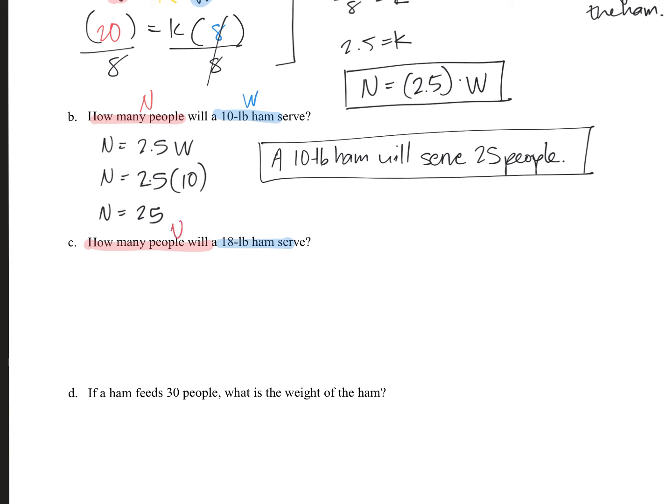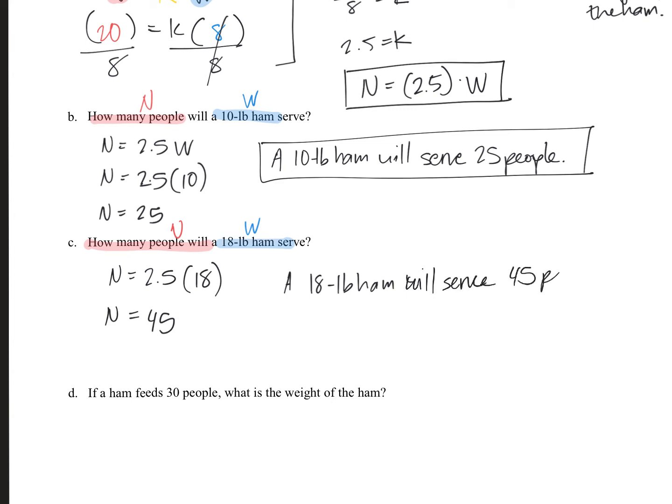So we're trying to find n, we're given w. Pretty much the same process here, so n equals 2.5 times w, which is 18. So n is going to equal 45. Whoa, 45 people. So an 18-pound ham will serve 45 people.